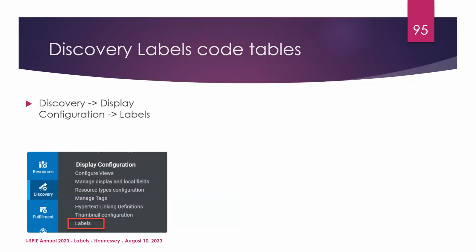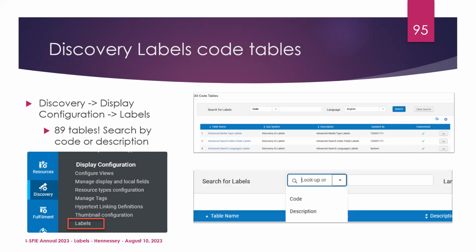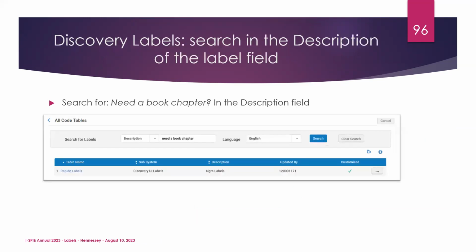So the place that you're going to find most of your labels is in discovery, display configuration, labels. And much like with the letters, when you go to this part of Alma, it can be kind of intimidating. There are 89 different code tables, and they have many entries in each table. So to find the label that you want to change, you can search by code if you know the code, but description is the thing that's the actual text that shows up on Primo. And so you'll want to search on description.